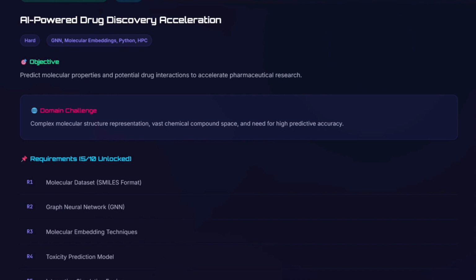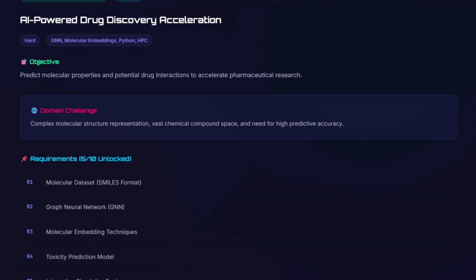In simple terms, the goal is to use AI to predict how molecules behave, how they react with each other, and whether they can become useful drugs. The challenge here is that molecules are very complex and there are millions of possible chemical combinations. So, manually testing everything is slow and expensive. That's why we use AI models like graph neural networks and molecular embeddings to understand and predict these chemical interactions efficiently.